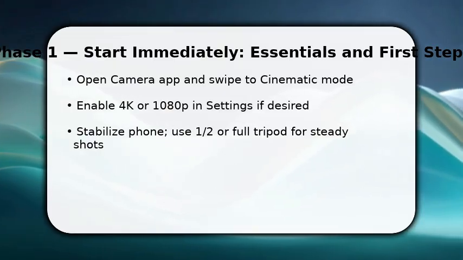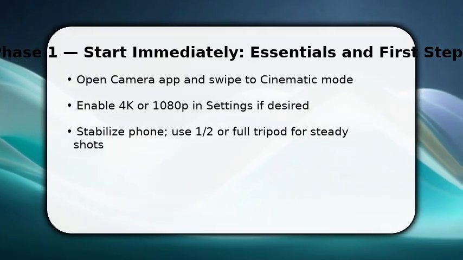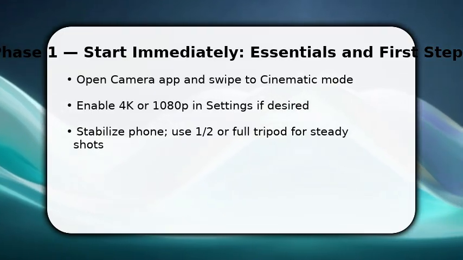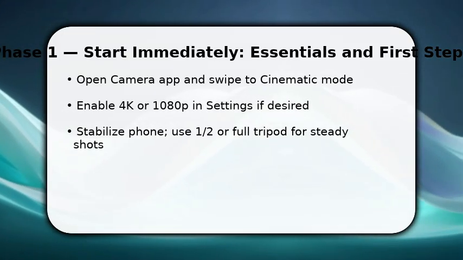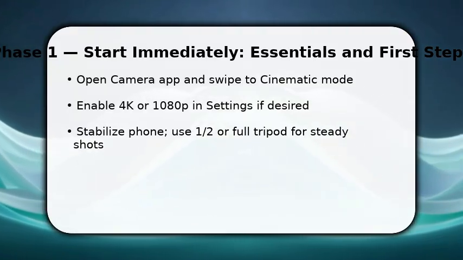Position yourself or the subject and stabilize the phone with a tripod or secure handhold, because cinematic mode relies on consistent framing to predict focus transitions. Once done, tap to set initial focus and exposure. You're ready to record with depth controls active.